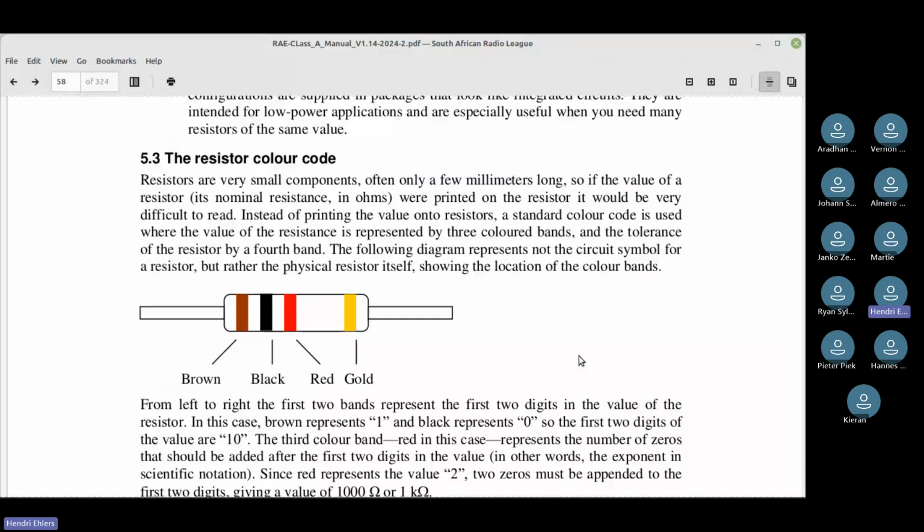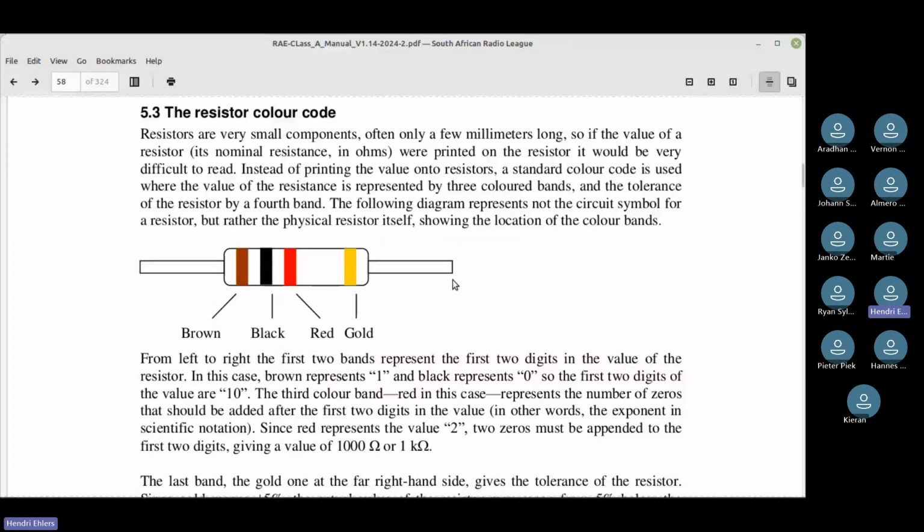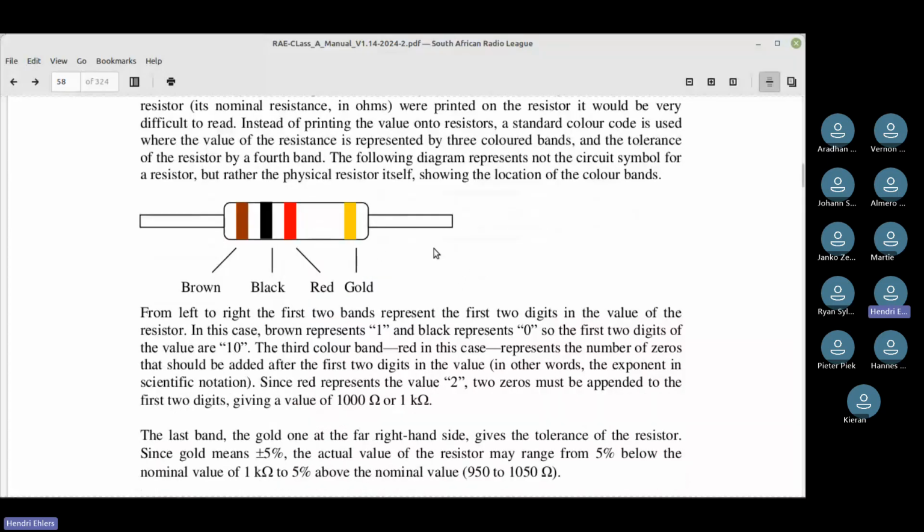Instead of printing the value onto the resistors, because it's too small and you won't be able to read it, they've decided to give it color codes. Now, you've got to learn these color codes and you're going to use them a lot. So, learn it well. Here's an example of a resistor.